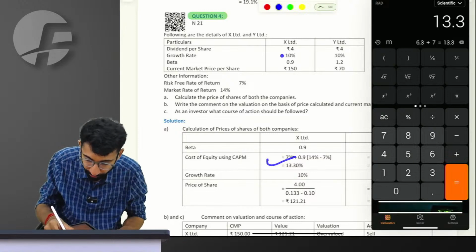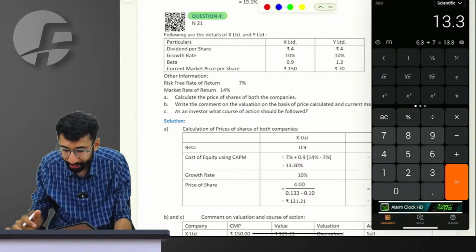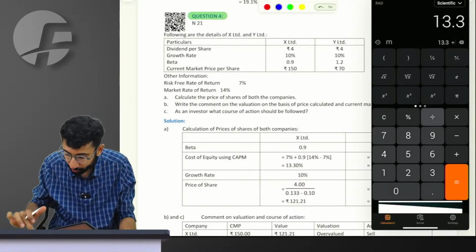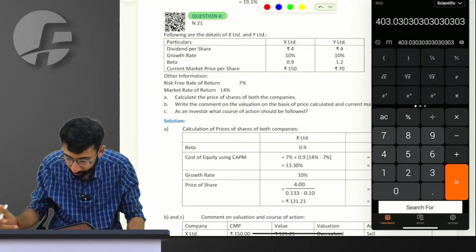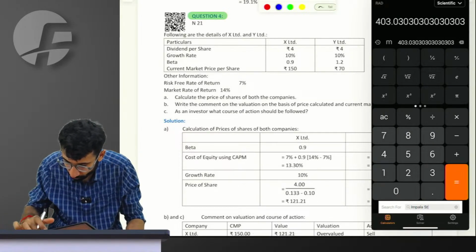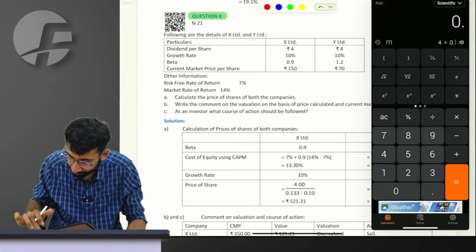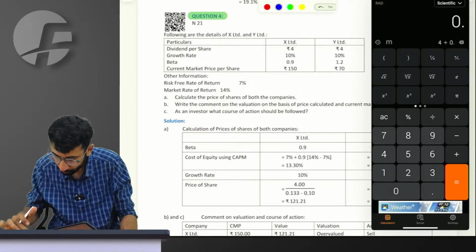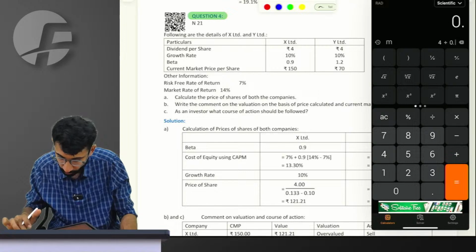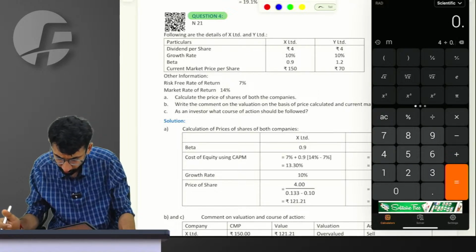All right, what is the growth rate? 10%. So if I do D1 divided by KE minus G, 4 divided by 0.033 gives me 4 divided by point, should be 033.